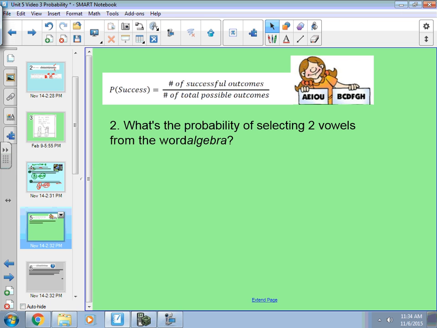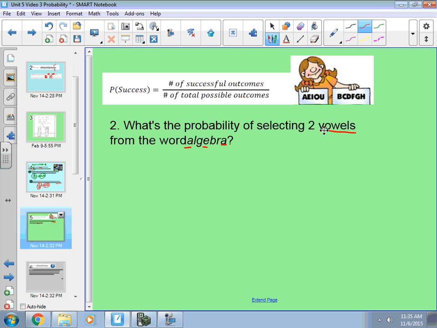So on this next one, number 2, it says what's the probability of selecting 2 vowels from the word algebra? Okay, so we got this word algebra. We want to find out how many successful outcomes over how many possible. Here, a success is having vowels. So we got to figure out how many vowels are in this word algebra. There's 1, 2, 3 vowels. Okay, so we got to figure out what's the number of ways we could choose 2 of those 3 vowels. So if we randomly were picking, how many ways can we choose 2 out of 3 things?